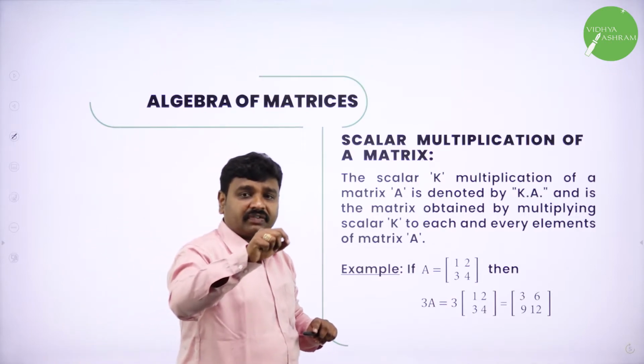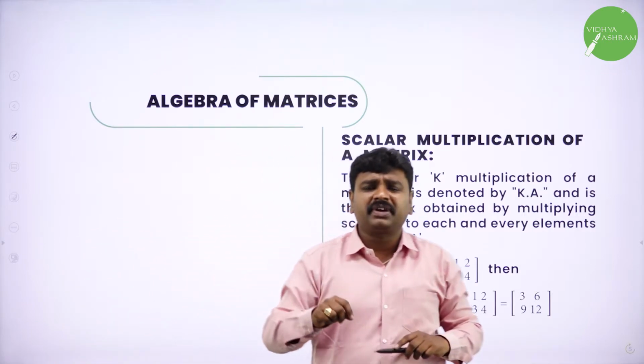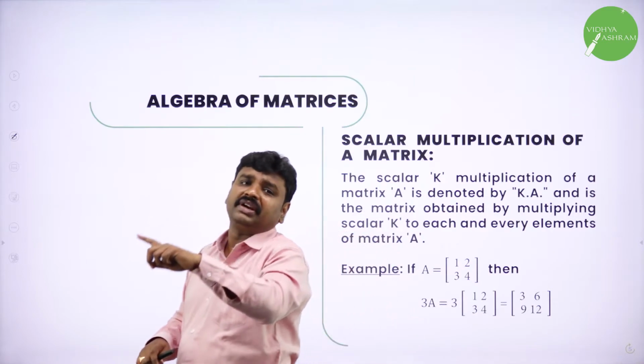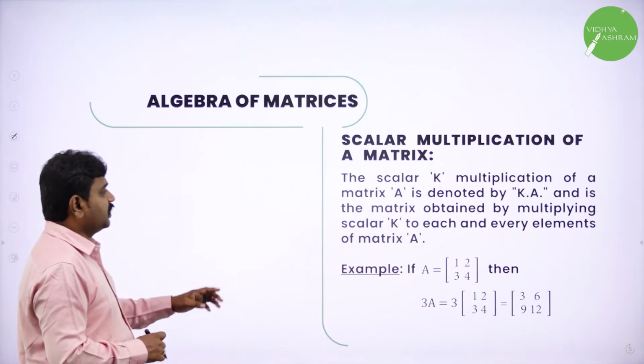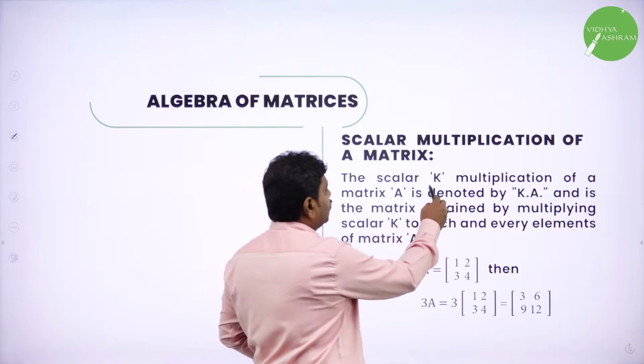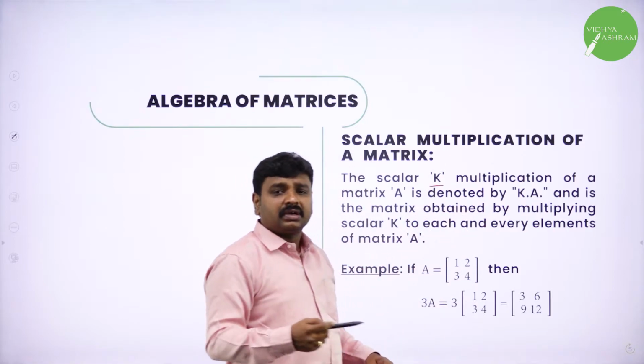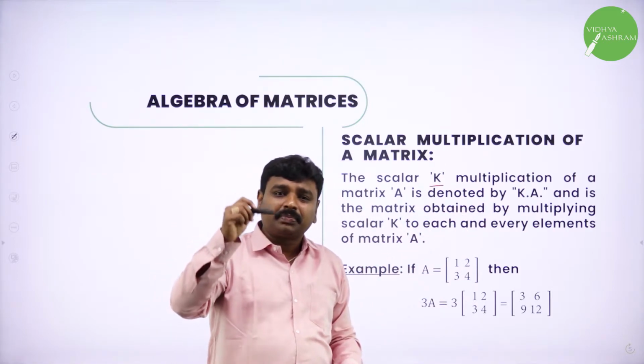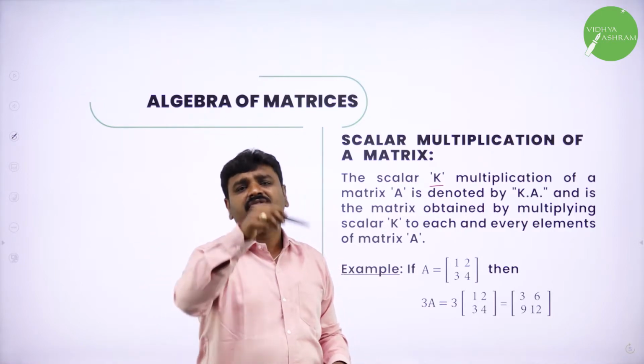Now, scalar multiplication of a matrix. Scalar multiplication means multiplying a number to the matrix. So here K is a scalar, K is a number. Multiplying a scalar means you multiply the scalar to all the elements of the matrix.